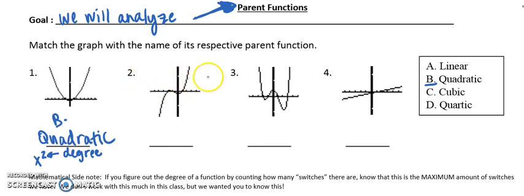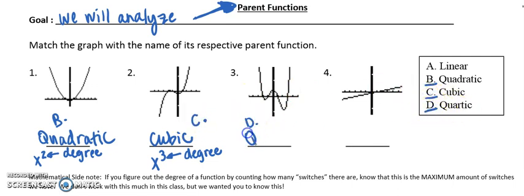Now on the next one here, we've got a cubic. And when you see a cubic like this, the highest exponent is going to be 3. So the degree will be 3. Over here, we've got a quartic. Oh, by the way, cubic was C in our chart here. This next one is D, quartic. And when you see this one, the highest exponent, aka the degree, will be 4.